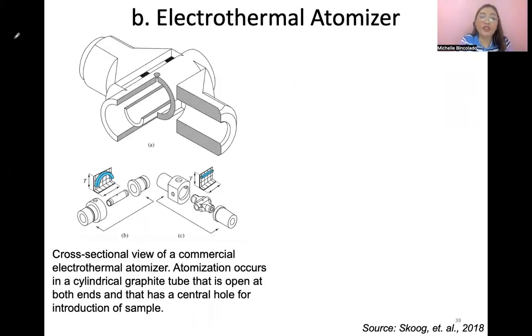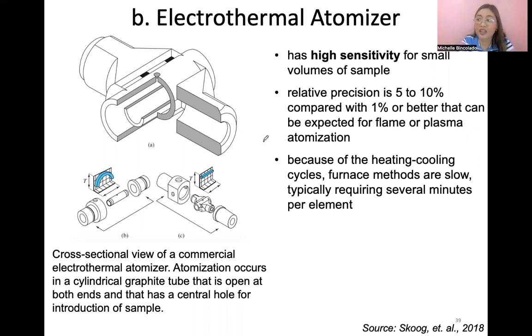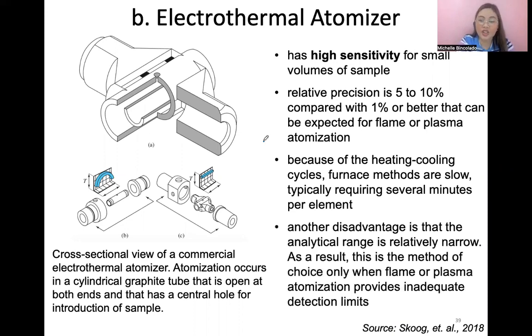And then, an alternative guys, ito ang example ng discrete atomizer, di ba? Electrothermal atomizer. So you see here sa picture, cross-section view, atomization occurs in a cylindrical graphite tube that is open at both ends and that has a central hole for introduction of sample. Mas familiar ako kanina doon guys sa laminar flow burner kasi ganun yung example, ganun yung burner doon sa AAS instrument sa lab namin before. And then, ayan guys, I'll no longer read ha. In fact, I have provided a PDF file of some of the slides here, especially here guys sa AAS part. So you already have this in your online accounts.